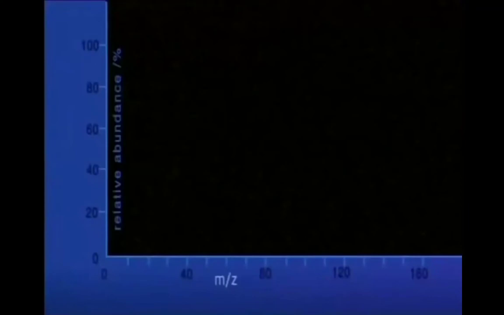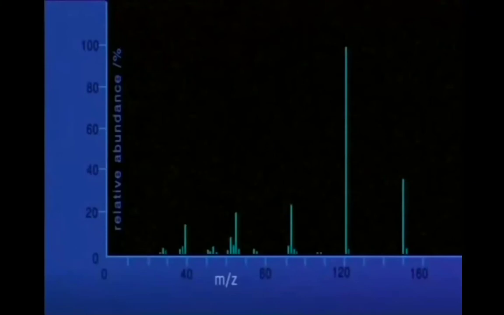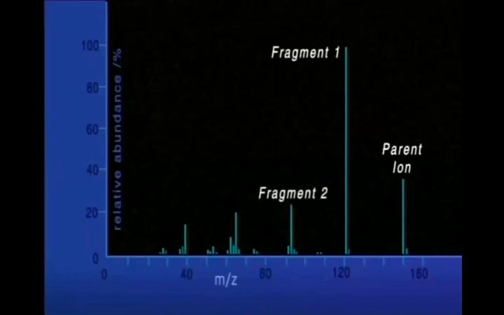As the ions are formed from molecules of the sample, they may fall apart or fragment. The ion of largest mass is often the parent or molecular ion, an ionized molecule that is not fragmented. Other peaks of smaller mass may represent charged fragments of this ion. The masses of these fragments may give clues as to the structure of the original molecule.